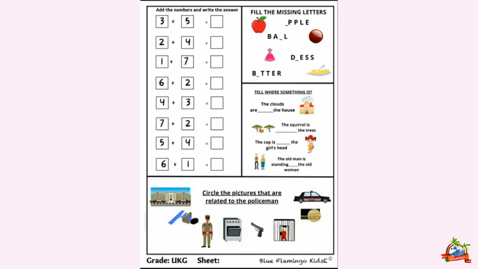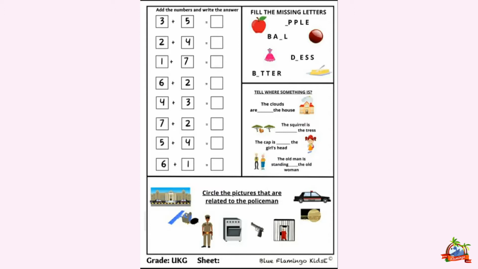Count total. 3 plus 5? 8. Yes, 8 chocolates will be there. So what will be the answer? 3 plus 5? 8. Very good. See the next one.